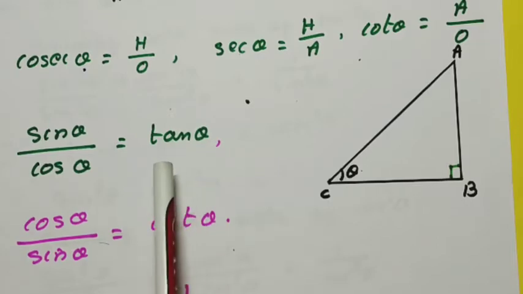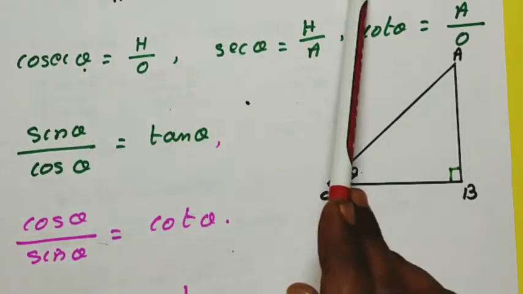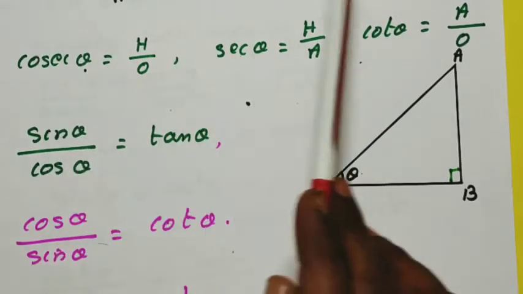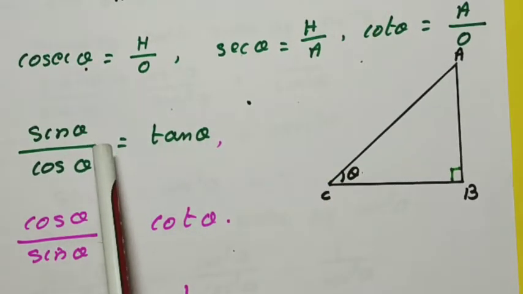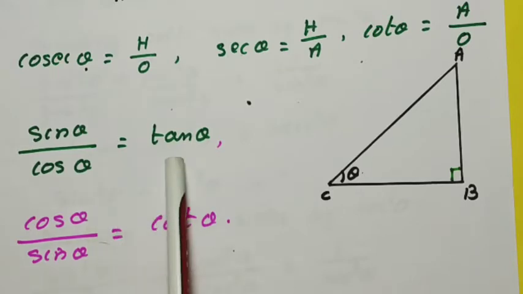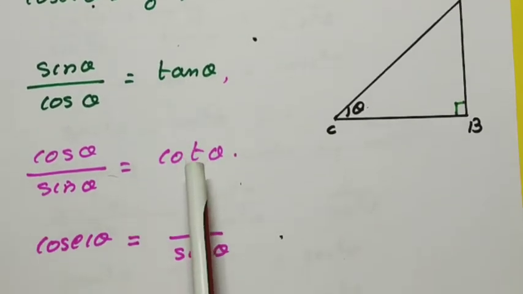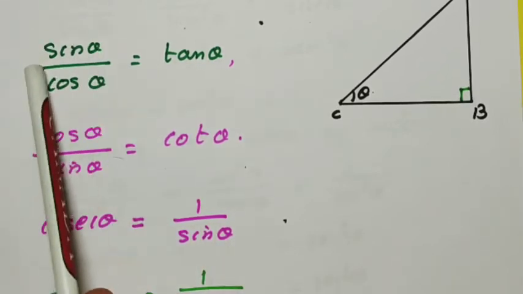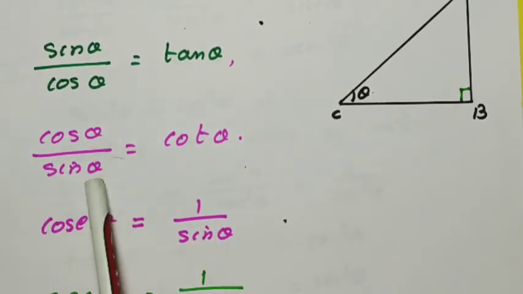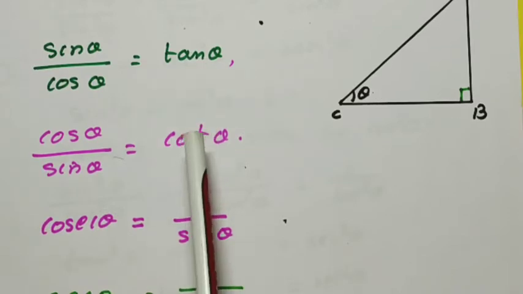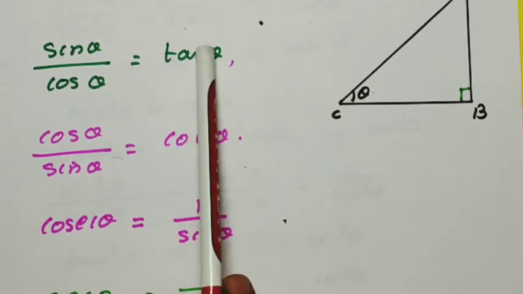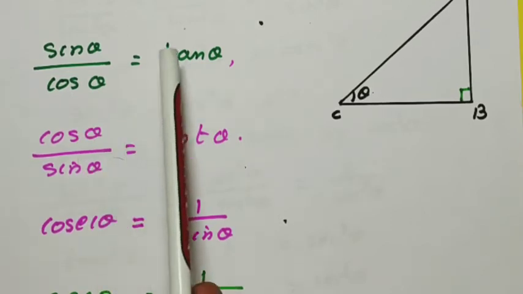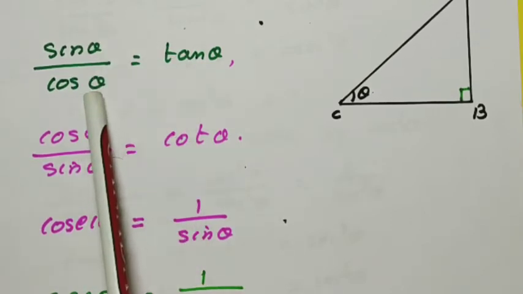Now, what is the relation between sin, cos and tan? There is a relation between these three. That is, sin theta upon cos theta is equal to tan theta. Now we know cot is inverse of tan. So what is the inverse of this then? Cos theta upon sin theta. Yes, cot is inverse of tan. Therefore, cot theta is equal to cos theta upon sin theta. Tan theta is sin theta upon cos theta.